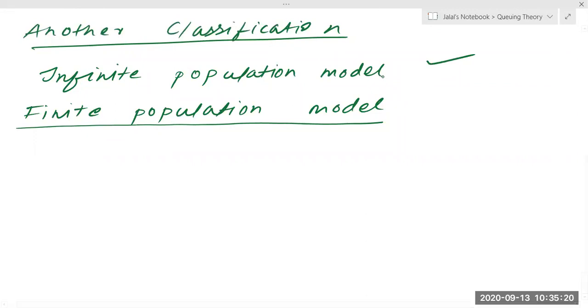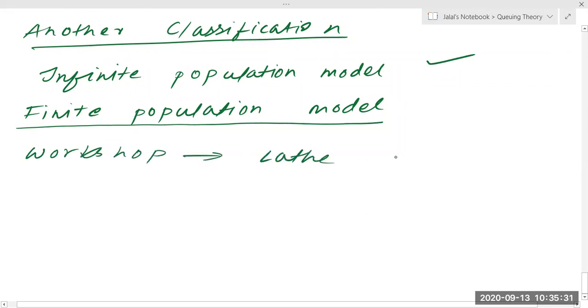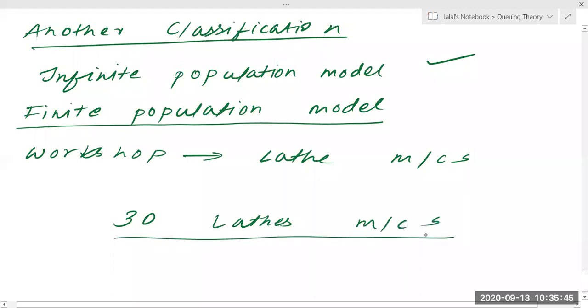Population is something different. Suppose there is a workshop which has some lathe machines, or you can even have CNC machines in the workshop. Suppose there are 30 lathe machines. These 30 lathe machines need to be looked after. Now suppose 3 of the lathe machines break down.